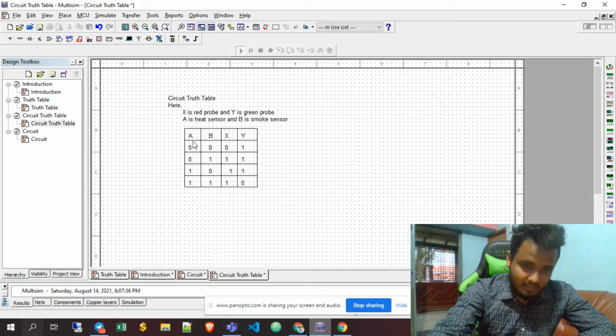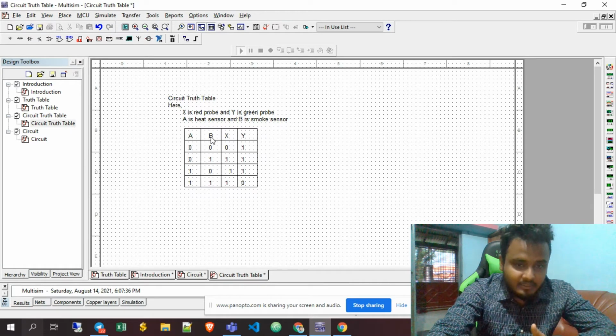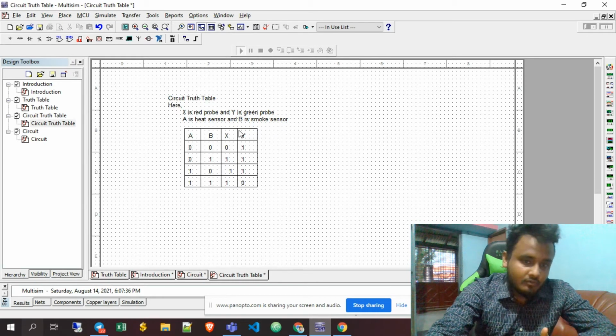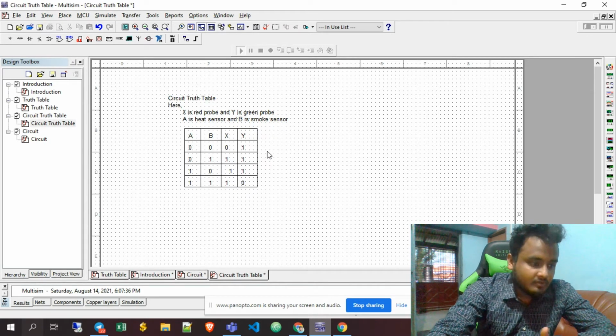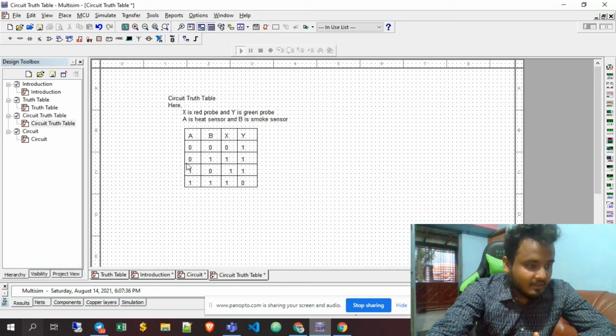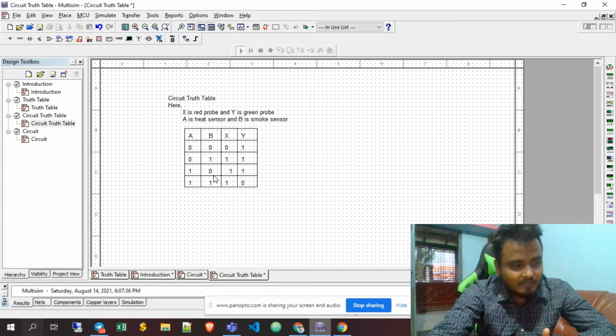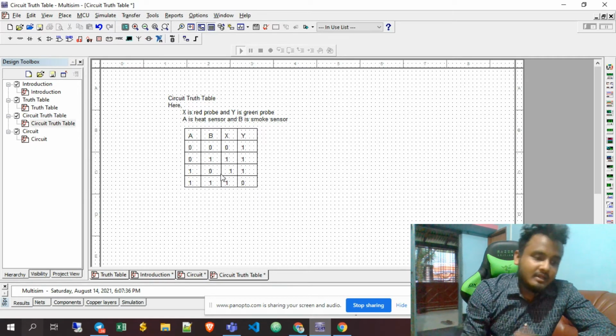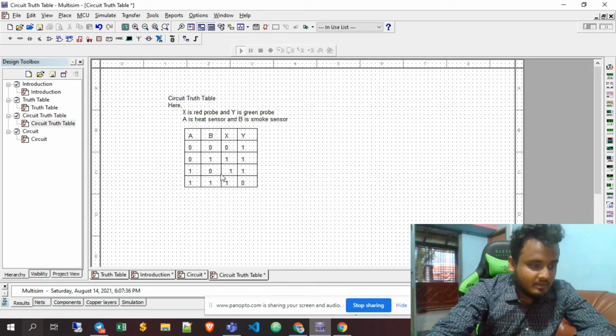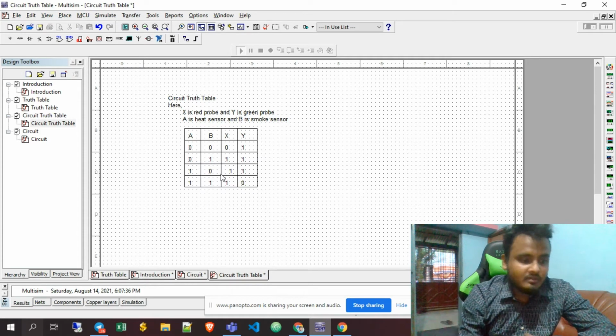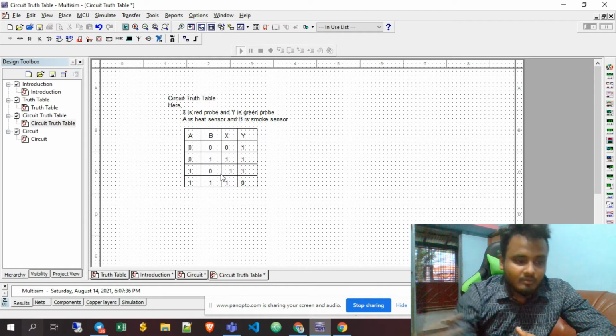When A and B are both open, the red probe is open and the green probe is closed. In the second row, A and B are both closed, and both the red and green probes are also closed. In the third row, A is closed and B is open. In this case, both the red and green probes are closed. In the final row, when A and B are both closed, the red probe is closed and the green probe is open.